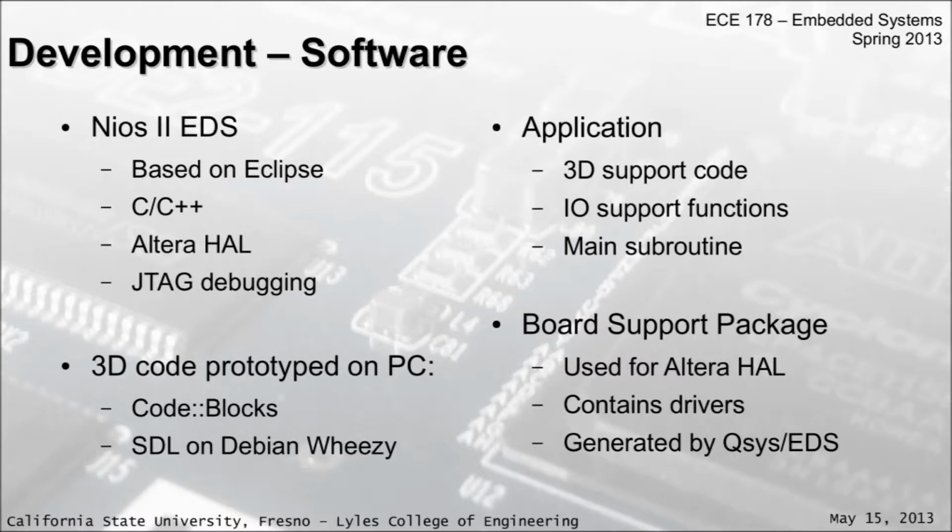Software. For development of the software, we use the Nios 2 Embedded Development Suite. It's based on Eclipse, centered around Altera's hardware abstraction layer, or HAL. For actually interfacing the hardware, we use JTAG, Joint Test Action Group debugging. On the actual hardware, the application code was written in Eclipse. There are two separate projects, one for the application, the other for the board support package. The application is the part that's actually written.